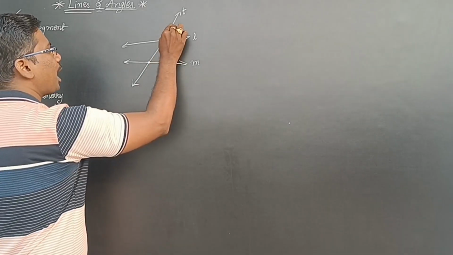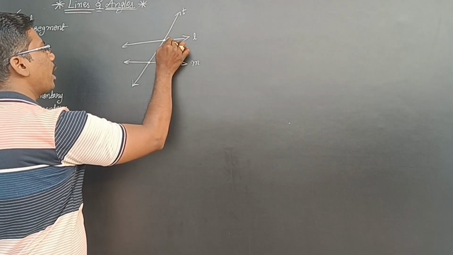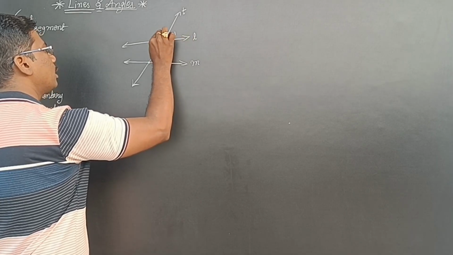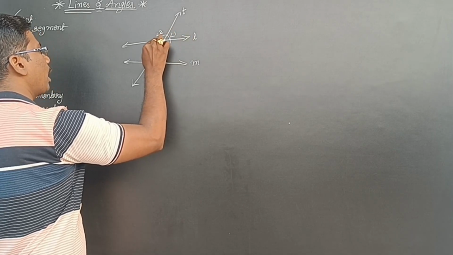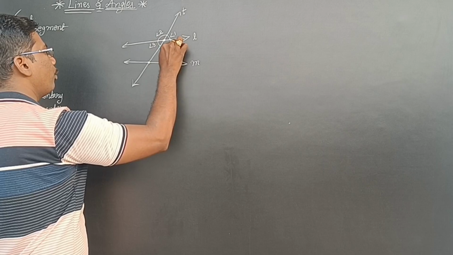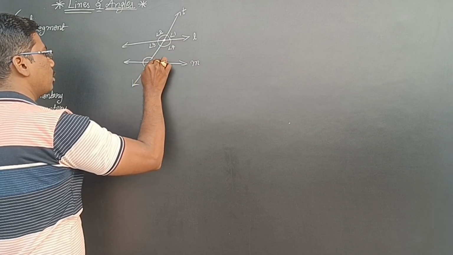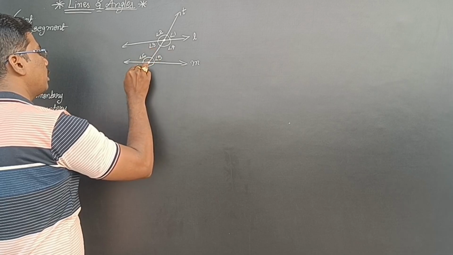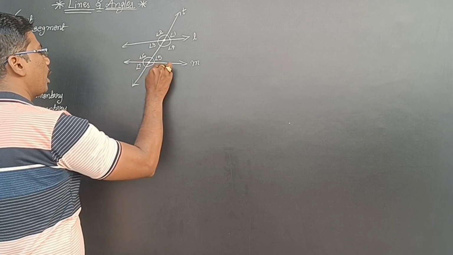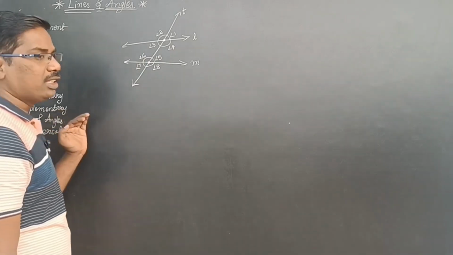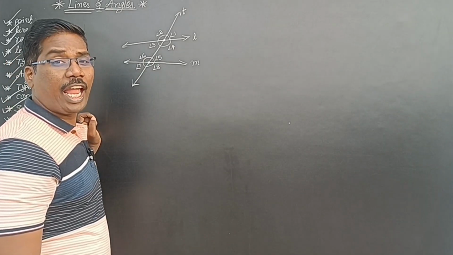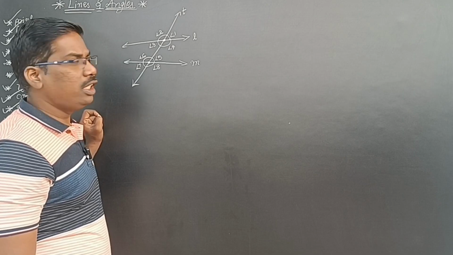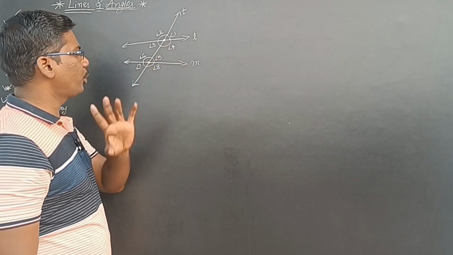Now, this transversal line makes 8 angles with these two lines. This is angle 1, this is angle 2, this is angle 3, this is angle 4. Here also, this is angle 5, this is angle 6, this is angle 7, this is angle 8. So the transversal line makes 8 angles with the two given lines. Here 4 angles, here 4 angles.